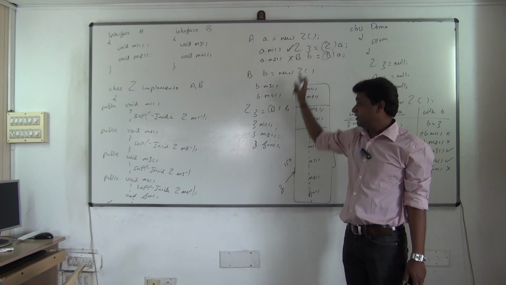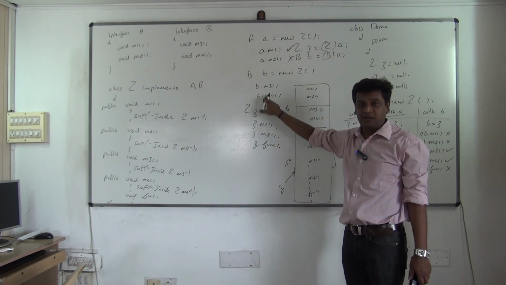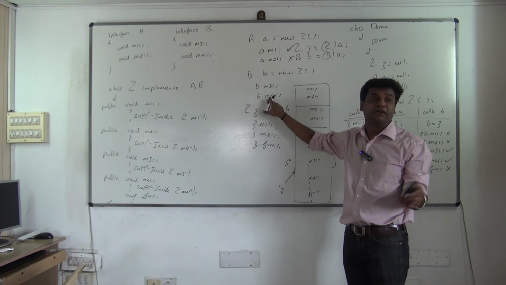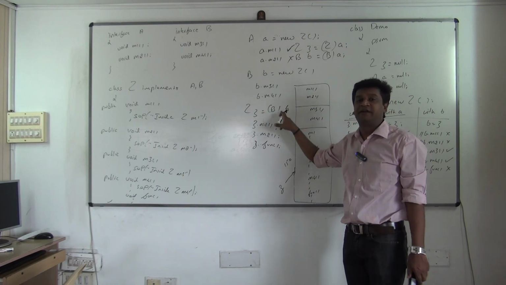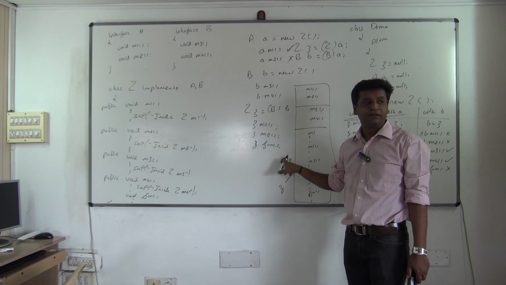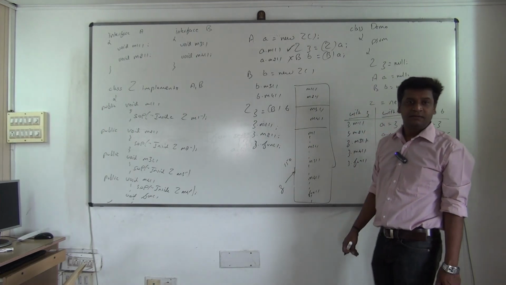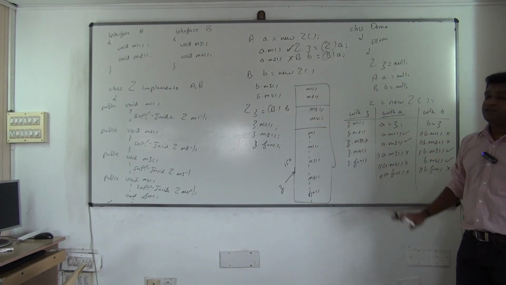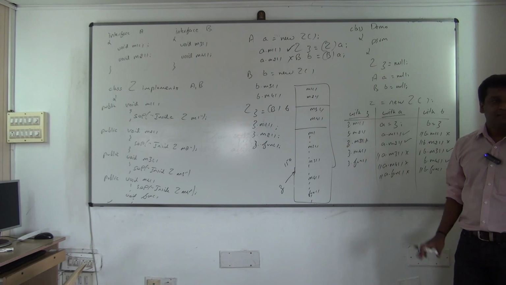M3, M4, fun. Here with B I can access what? M3 and M4. I cannot access M1, M2 and fun. So that's why I will typecast it to Z and access M1, M2 and fun. Are you clear with this now? So that's how it works. Are you clear with this basic thing? This should be clear to you.